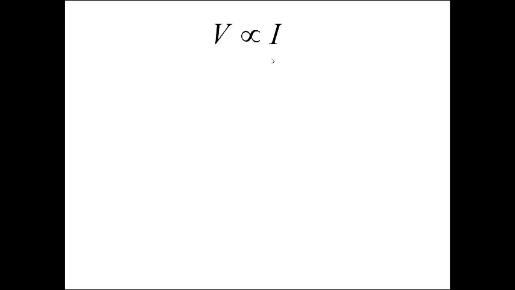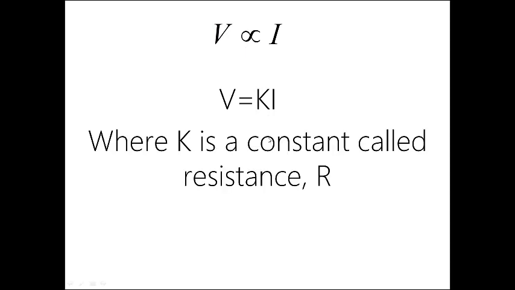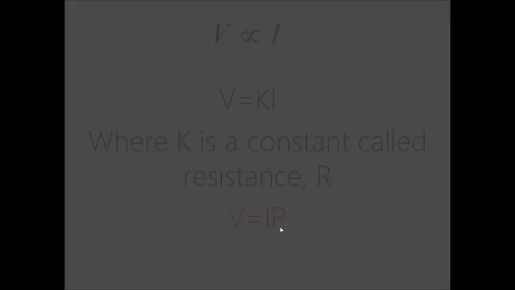The law is briefly summarized in this way: the current passing through a conductor is directly proportional to the PD across its ends, provided temperature and other physical conditions are kept constant. The proportionality symbol can be replaced with an equal sign and a constant K, where the constant of proportionality has a special name which we call R, resistance. So we can now write V = IR, where V is the PD, I is the current, and R is the resistance.